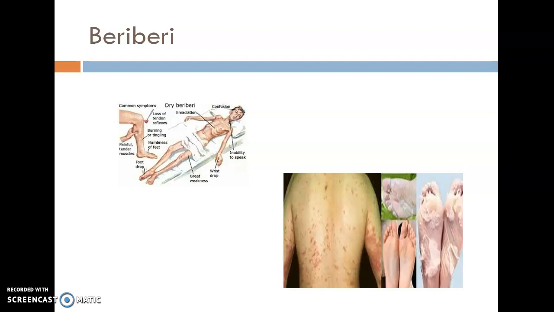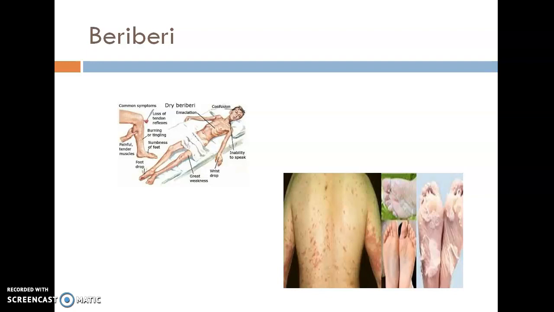If you consume polished rice, there will be thiamine deficiency. Beriberi is of two kinds, adult beriberi and infantile beriberi. There are two forms of adult beriberi, that is, wet beriberi and dry beriberi. So in this I have shown the dry beriberi condition.